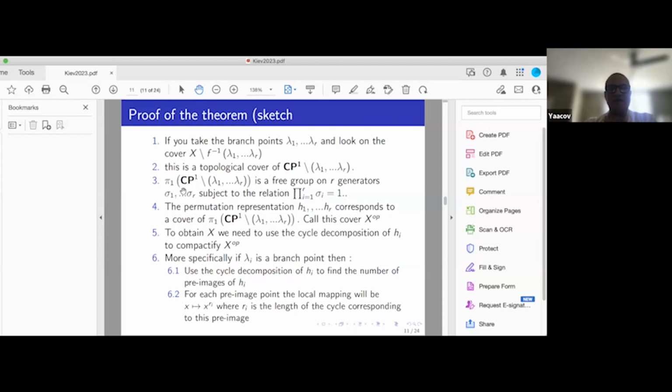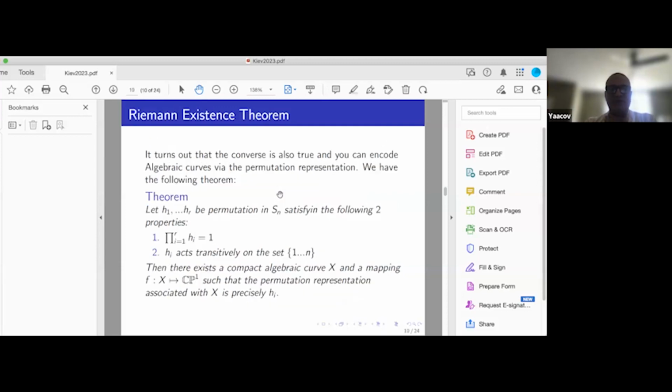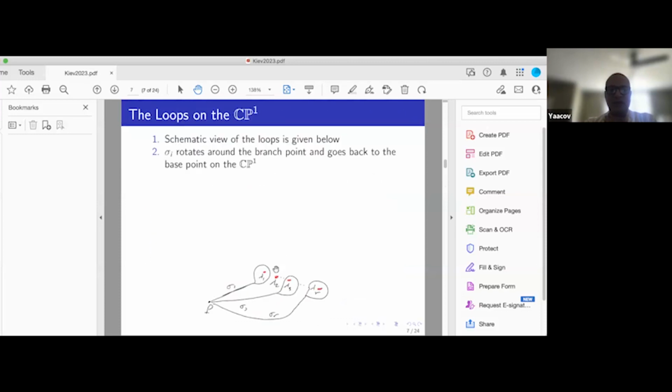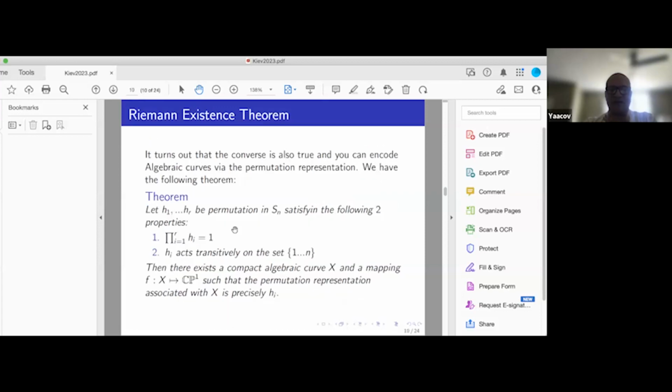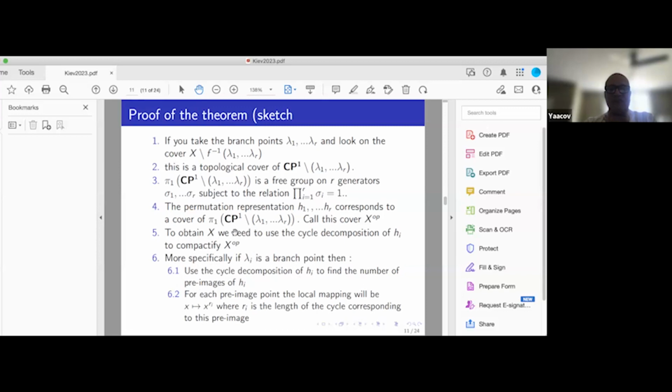Now, what is pi 1 of CP1 minus this? It's basically a free group on r generators subject to one relation. Where are the generators coming from? Well, they're coming from this picture. And why is the product 1? Well, you just wrap it up from the other side of the sphere. So that's why this is true. Now, the permutation representation that I defined here corresponds to a cover of CP1 minus this. And this is basically classical topological cover theory 101.